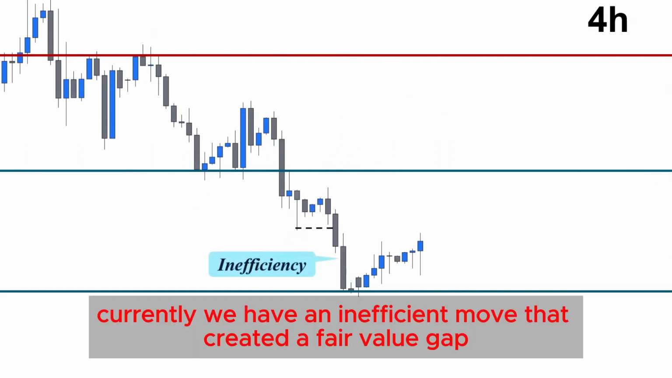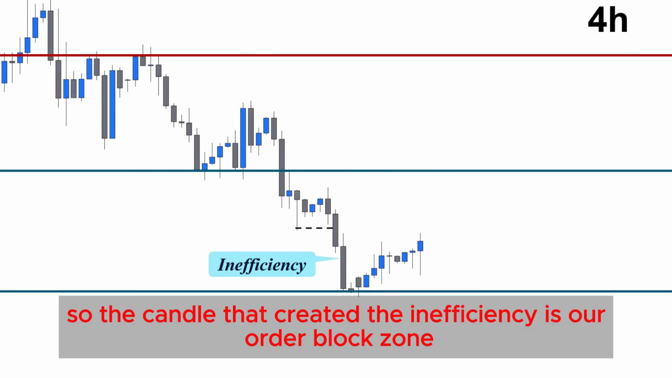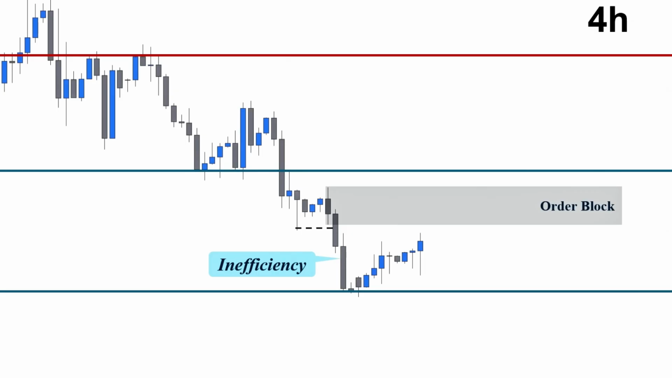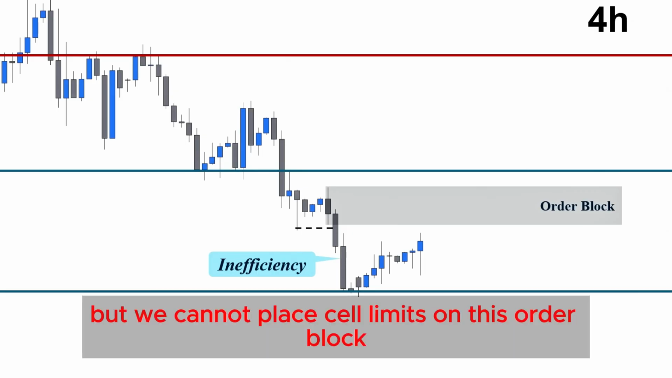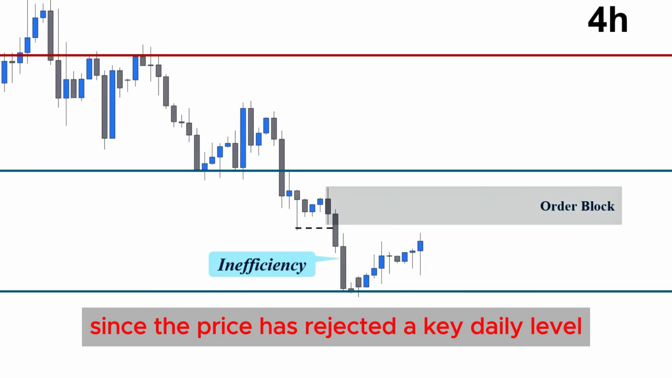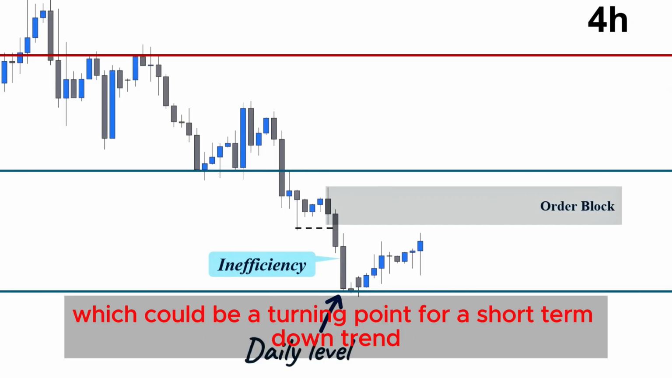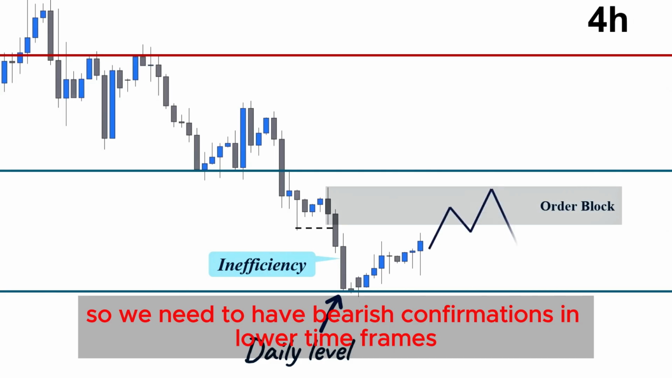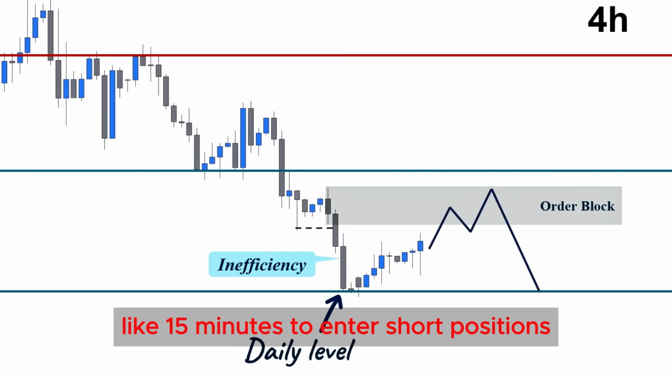Currently, we have an inefficient move that created a fair value gap and a break of structure. So the candle that created the inefficiency is our order block zone, which could give us a possible short entry. But we cannot place sell limits on this order block, since the price has rejected a key daily level, which could be a turning point for a short-term downtrend. So we need to have bearish confirmations in lower time frames like 15 minutes to enter short positions.